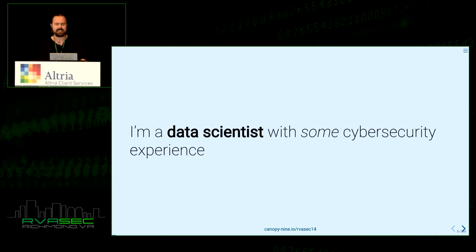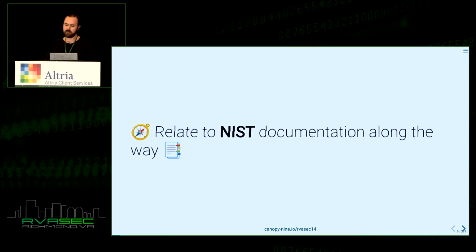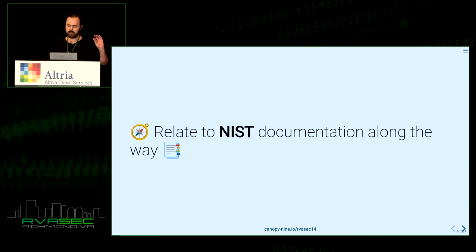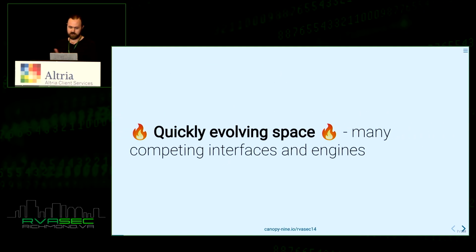So I'm a data scientist with some cybersecurity experience. I'm going to focus on demonstrating these models' use, highlight some of their risks for you, and relate those risks to the NIST documentation they released last year. These are the two documents they put out: the adversarial machine learning document, a taxonomy and terminology, and their generative AI management framework. Most of my references will be to the adversarial machine learning, but there will be some with the Gen AI.